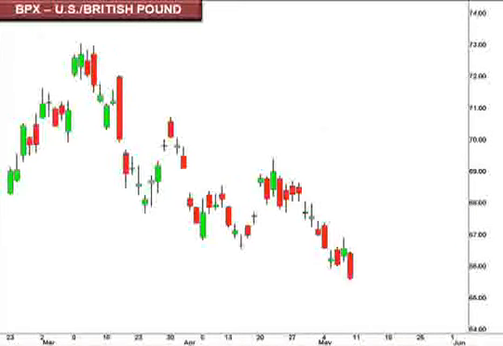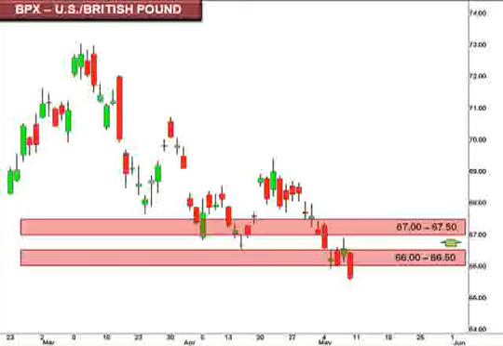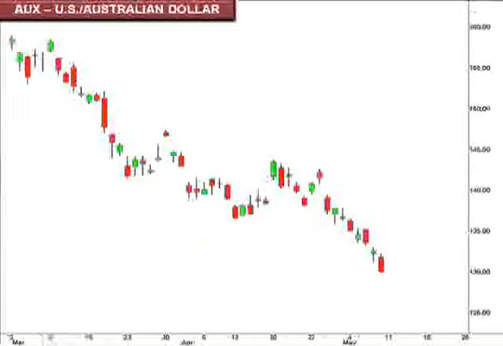The BPX, the US versus the British pound, broke down to test that 66 to 66.5 focal zone, and after a weak attempt to hold this level, we saw Friday's pair value close below 66. Any retracement will meet with resistance back up in that 67 and 67.5 range. However, with that lower close on Friday, the 62 to 63 box is now in play as a downside target.